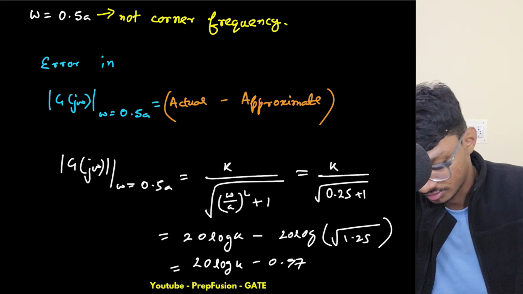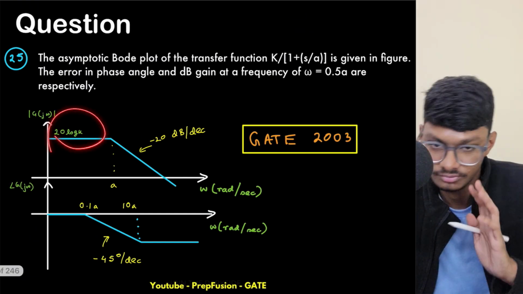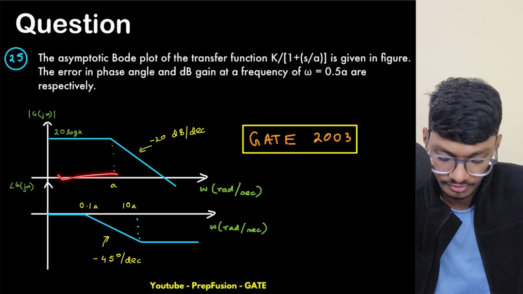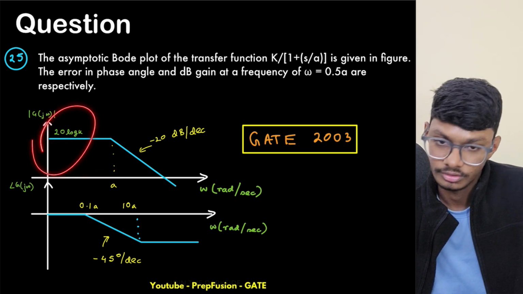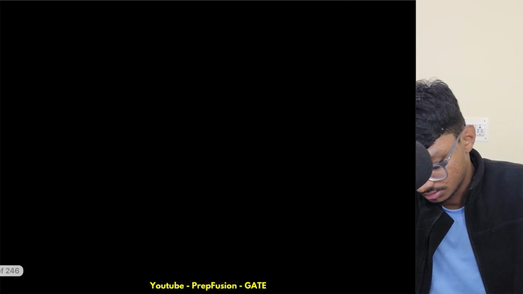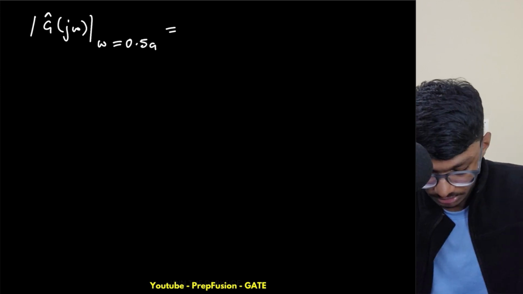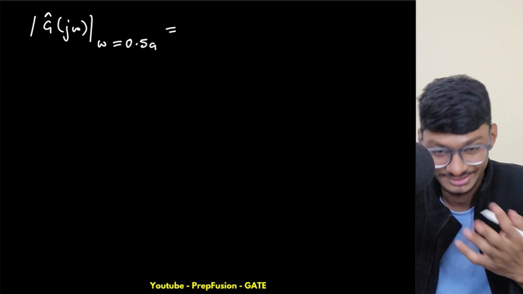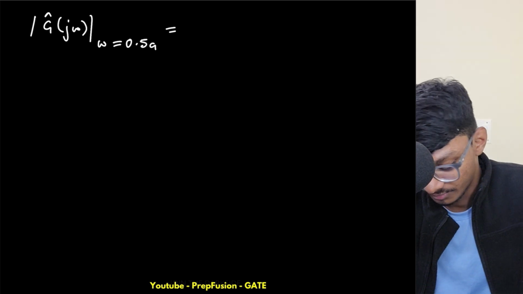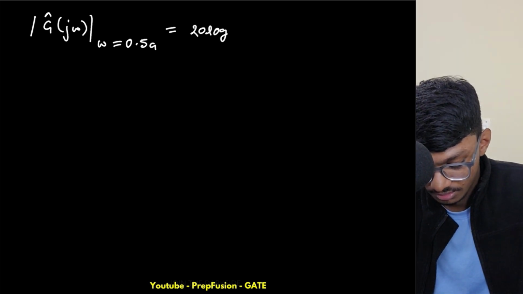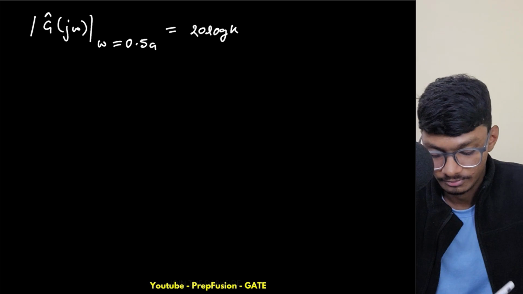Now what is the approximate value? The approximate value you can see from the graph itself, or you know already, before the corner frequency this will be constant, this is 20 log k simply. So the approximated G of j omega at omega equals 0.5 a, then my approximate value is 20 log k. Base 10 is there, I'm not writing base 10.